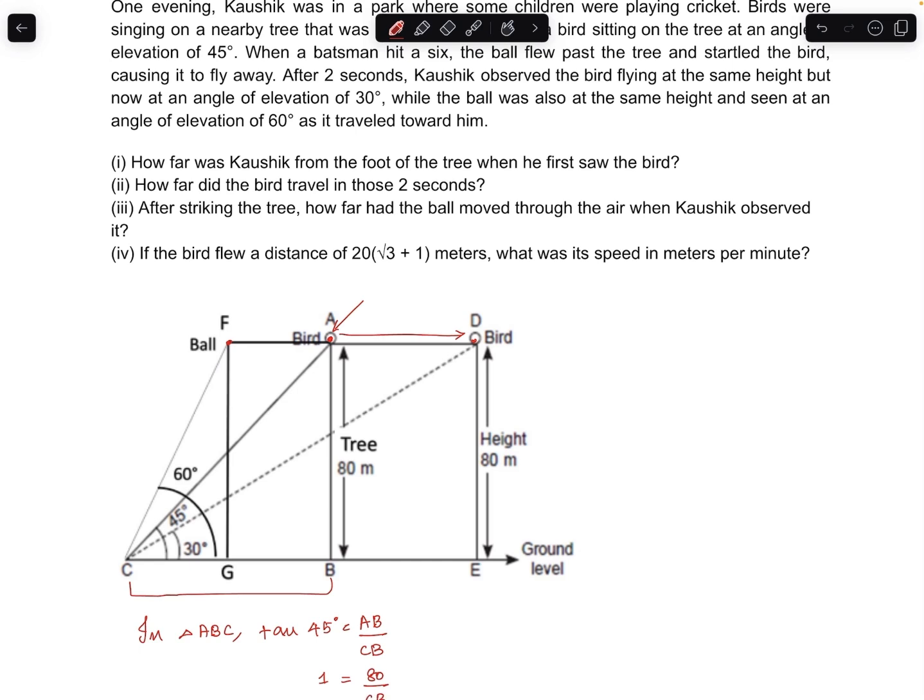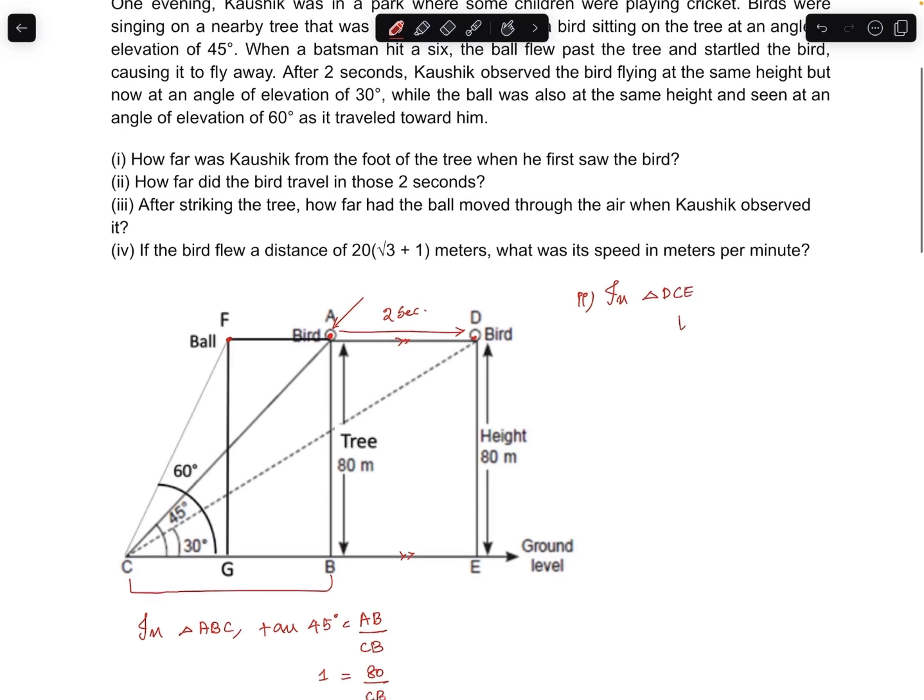Question 2. How far did the bird travel in those 2 seconds? The bird has gone from point A to point D in 2 seconds. In triangle DCE, tan 30 degree is DE upon CE. DE is 80, tan 30 is 1 upon root 3. CE can be written as CB plus BE. So here we have to figure out BE.